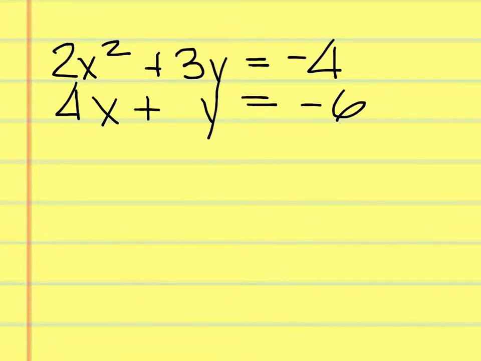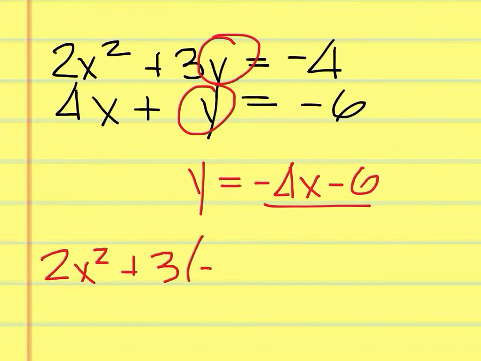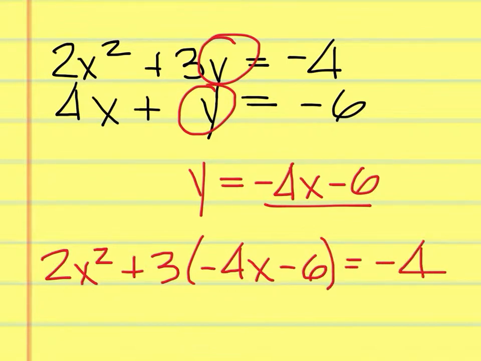Notice that you have something very easy to start with, which is this y is already isolated almost. It only has a positive 1 beside it. So if you simply move 4x to the right and change the sign, you have a y now by itself. You can plug this into this y up here to get 2x squared plus 3 times a negative 4x minus 6 equals a negative 4.